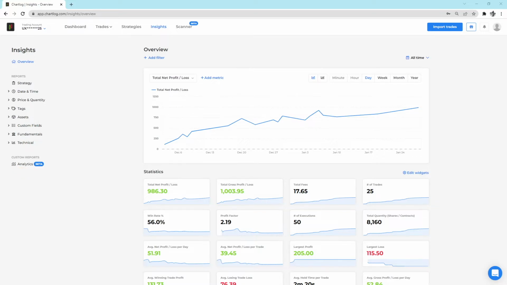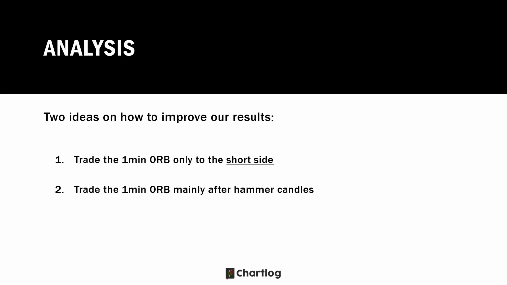And now let's check in our example set of the 1 minute ORB trades, what would be 2 ideas on how to improve our results. The first one we might have is that we want to trade the 1 minute ORB only to the short side, not to the long side. The second one is that we want to trade it mainly after hammer candles.